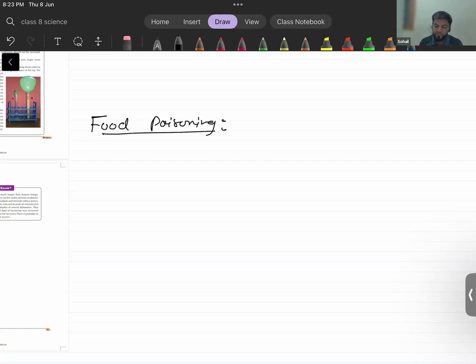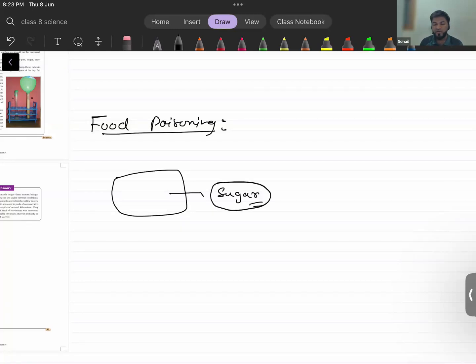Let's say I have a piece of food here. And you know food contains sugar in it as well, right? And sugars are a favorite component of food for bacteria, right? So the bacteria will start to feed on the sugar present in the food, and it might convert that sugar into some acidic substance. And if someone consumes that food, will it be good for his health? No. The person might experience vomiting, or the person might experience stomach ache.